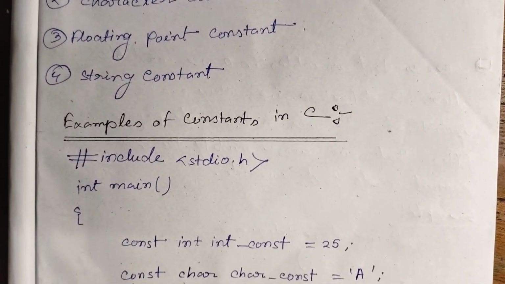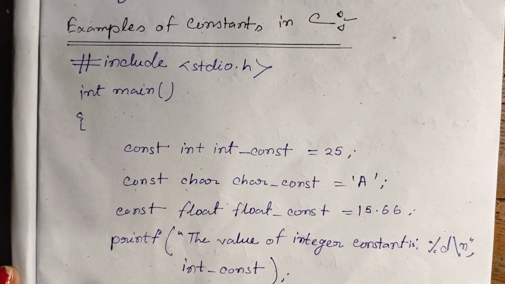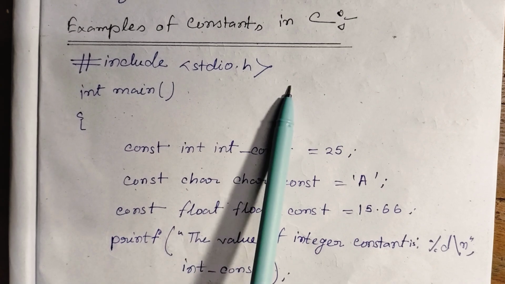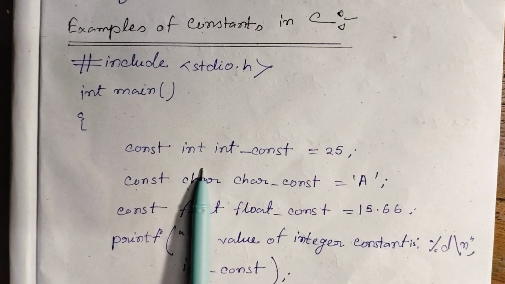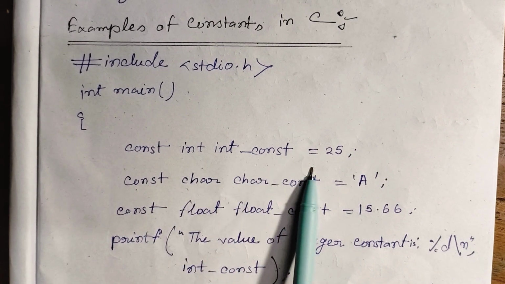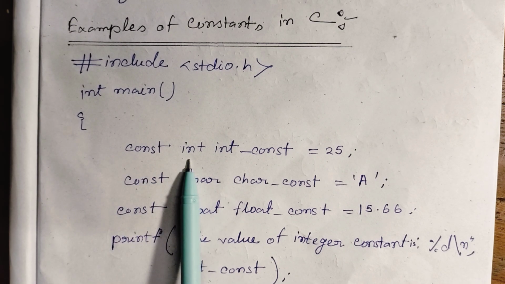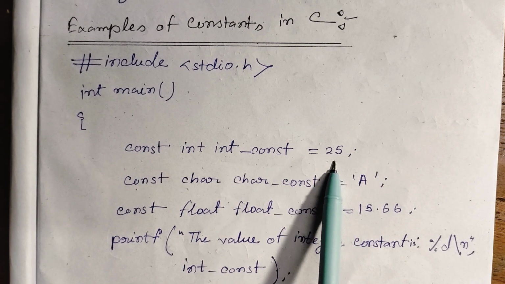Examples of constants in C. Here is a program showing how we write or use constants in a program. We have #include <stdio.h>, which is the header file and preprocessor. After that, int main, then curly brackets, const int. Here const is a keyword for declaring or initializing the constant in the program. int is the integer data type, and then the variable name. After that, there is an integer value.